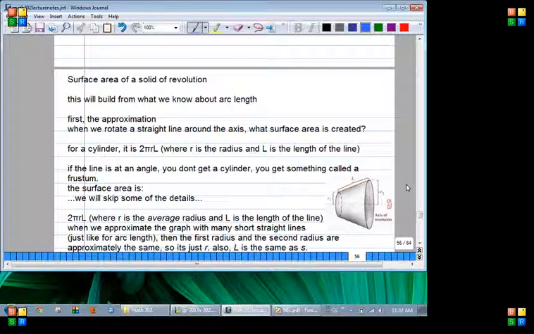You get a cylinder. We know the surface area of a cylinder. We talked about that when we talked about shells. So the surface area of a cylinder is just the circumference, 2 pi r, times the length h, which we're now going to call L. So 2 pi r L. Okay. But what if the straight line isn't horizontal? What if it's at an angle?